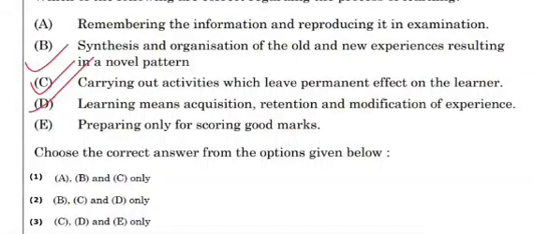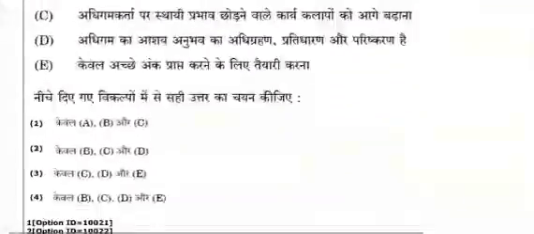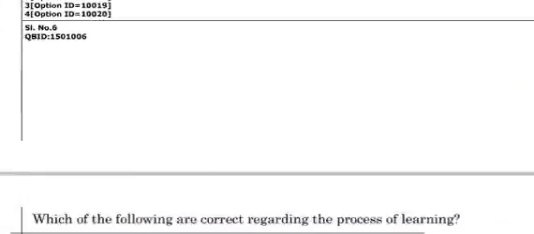That means synthesis and organization of the old and new experiences resulting in a novel pattern, carrying out activities which leave permanent effect on the learner. D, learning means acquisition, retention and modification of experience. Got it? So that is B, C and D. Our answer we have got. Then number 8, not 8, it was number 6.